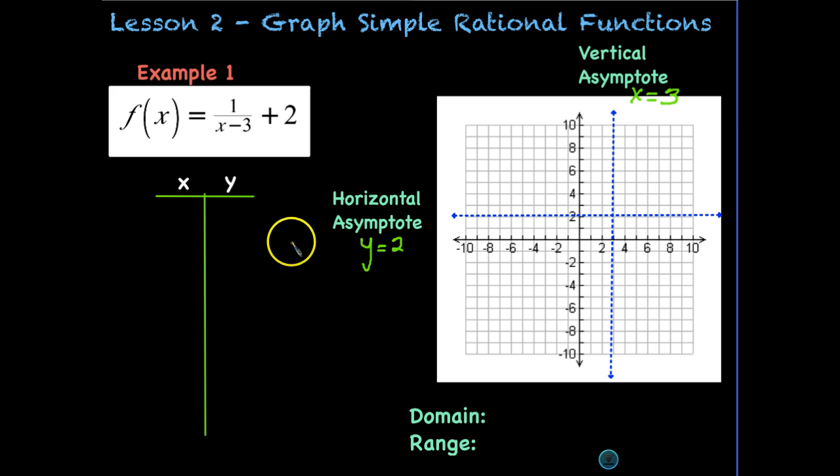Now when I pick points, I'm going to pick them strategically. I'm going to pick them around where the asymptotes cross. So I'm going to pick x values to the right of where they cross and to the left because I know that my legs will be in one of these four corners. So if we look at this, perhaps I want to pick points like 4 or 5 or 2 or 1. So let's go ahead and try some of those points. Now all I have to do is plug them in. If I plug in a 1 here, 1 minus 3 is negative 2. So this is negative 1/2 plus 2, which gets me 3/2.